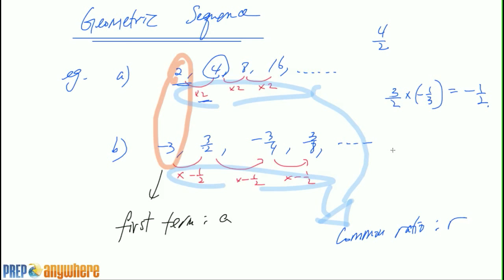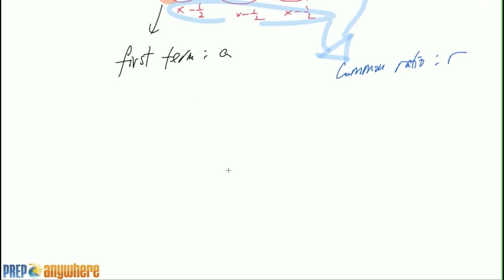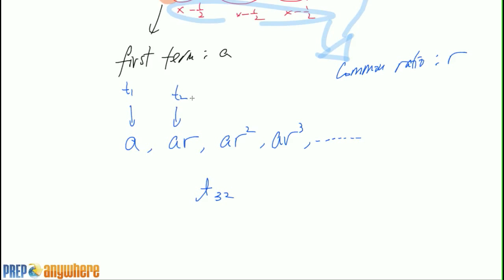Okay. So let's talk about the general formula first. If the first term is A, the next term is going to be AR. The next term is going to be AR squared, right? If you multiply by R, AR cubed, and so on. So tell me, what would T32 look like in this case? If this is T1, T2, T3, and T4.